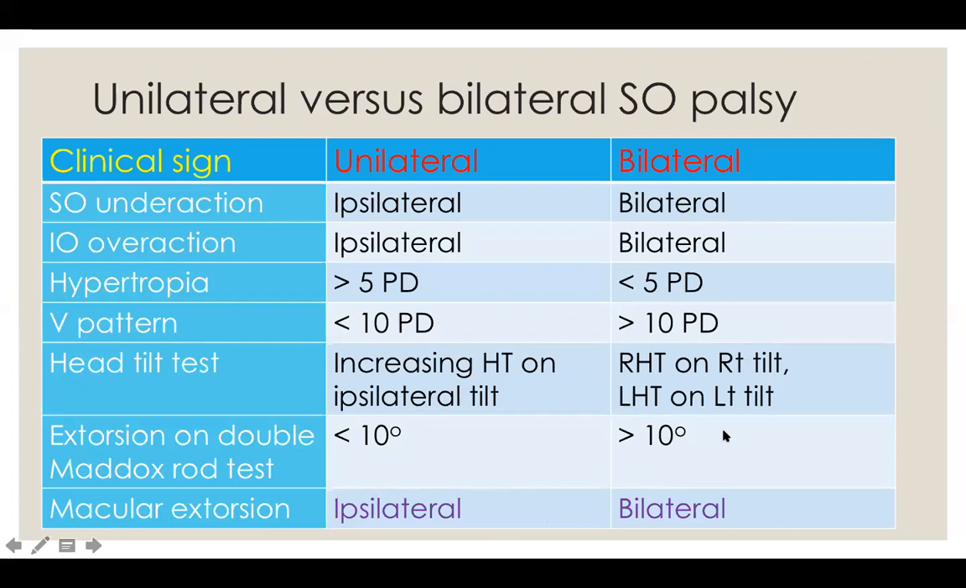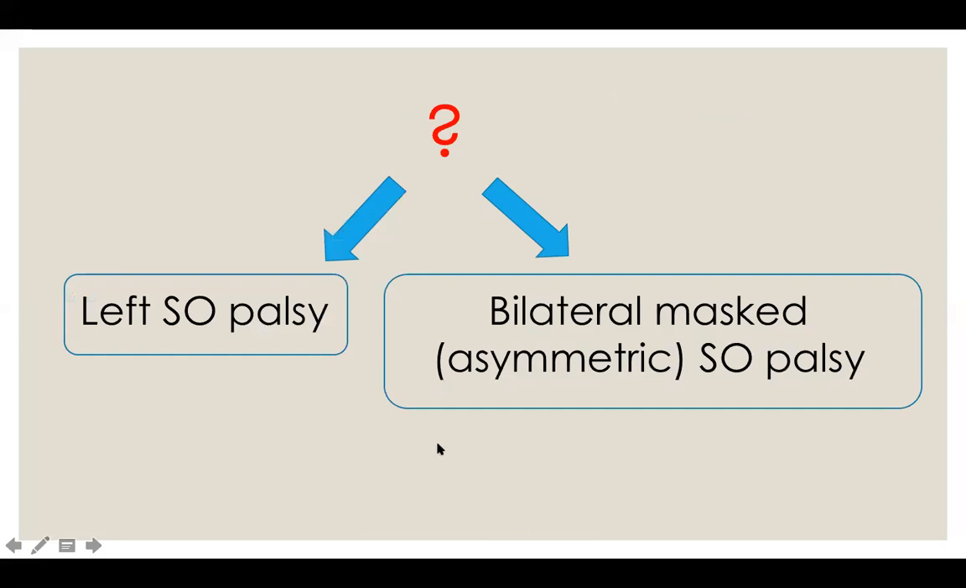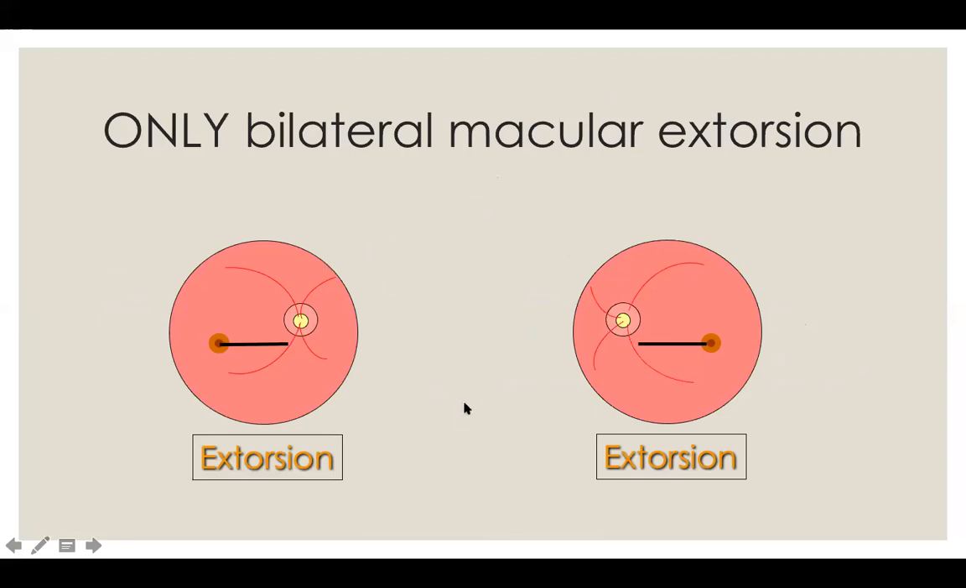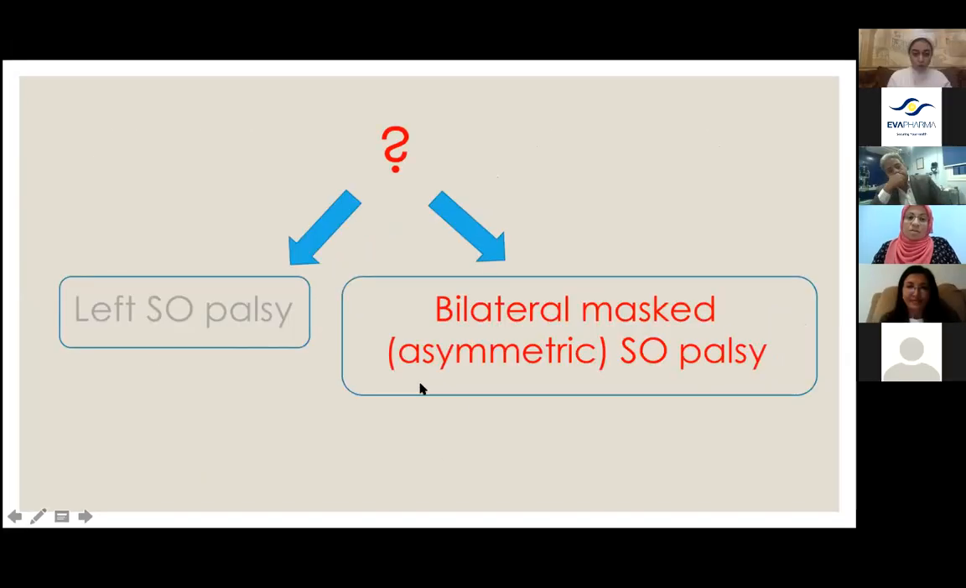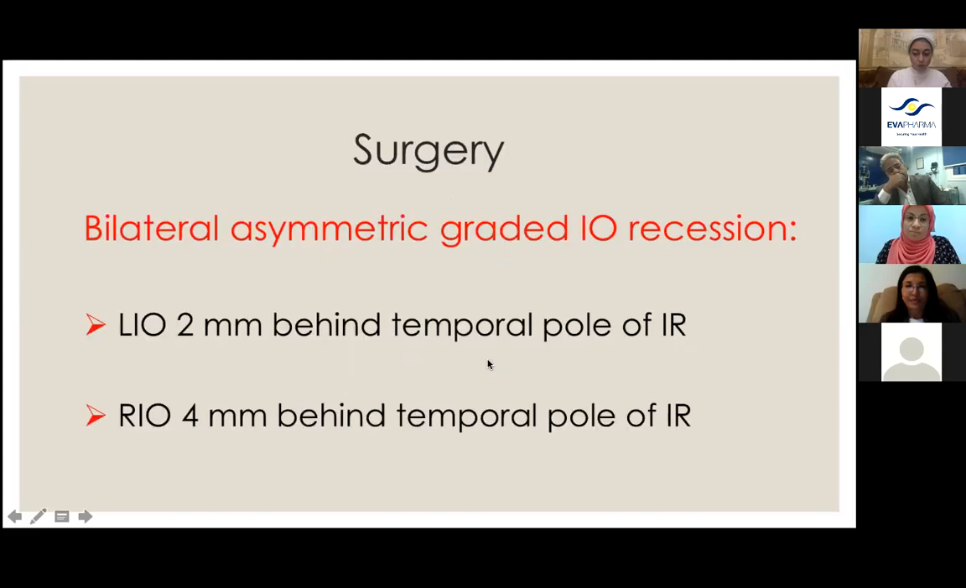So the only finding I found here was bilateral macular extorsion, while all other findings were suggestive of just left superior oblique palsy. So I asked myself, was it left or bilateral? Only bilateral macular extorsion is present. I thought it was bilateral masked asymmetric superior oblique palsy based on the presence of bilateral macular extorsion.